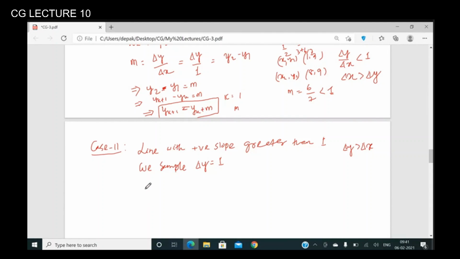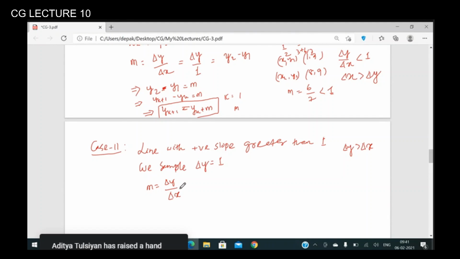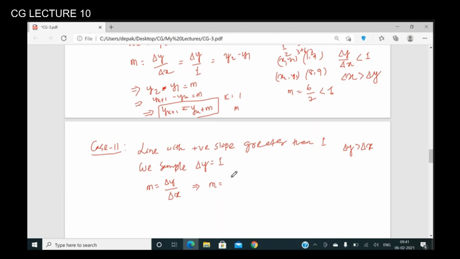And we will derive the same formula. I mean, we will derive the formula from the same equation. M is equal to del y by del x. So here it is. M is equal to 1 by, can I write in place of del x, x2 minus x1? Yes, I can write. So what I can write here is x2 minus x1 is equal to 1 by m.